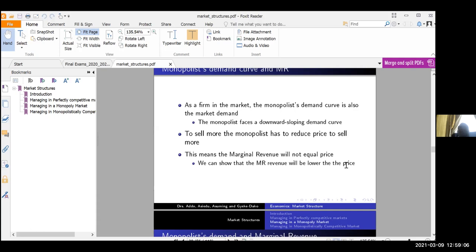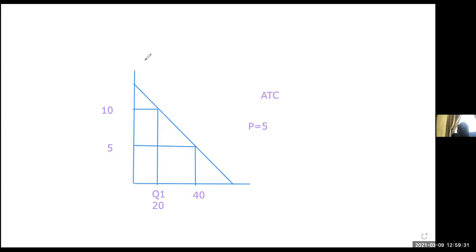Because they're going to charge a price which will be higher than what they would have earned under a competitive market. So the price will be higher than the additional revenue that they're supposed to get. So they are free. They can charge a price. Let me go back to the whiteboard. They can just say that you put the marginal revenue somewhere, which will be lower than the price. They can just charge a higher price, charge 10 Ghana cedis, and produce 20 units.